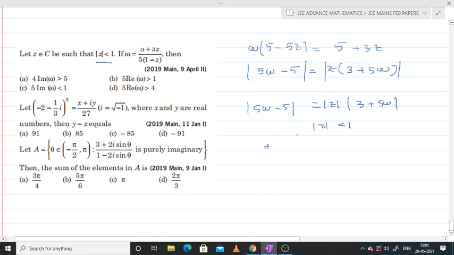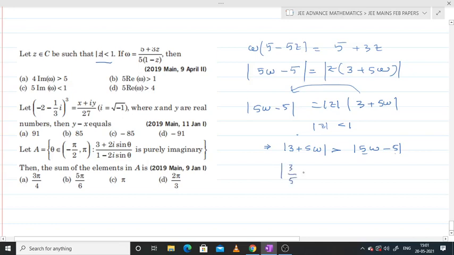That implies what? The modulus of 3 plus 5 omega should be greater than the modulus of 5 omega minus 5, because this is a lesser value and this should have more. Then when you multiply, you should equate with this. So this should be more than this value, then only on multiplication you will get equality. So this is a simple inequality, and I can cancel 5 here, and here also I take 5 common.